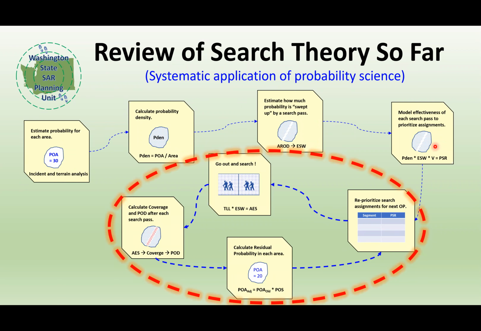Now we're going to add to this picture. We're going to return to sweep width and look at that in a little bit more detail. Then we'll see how the concept of sweep width allows us to take several steps and calculate coverage and then probability of detection. And lastly, we'll see how POD allows us to model how effective our searching has been.